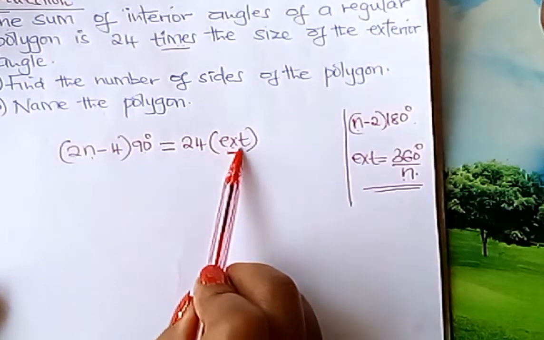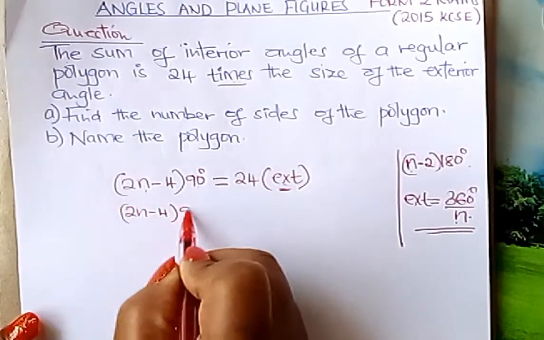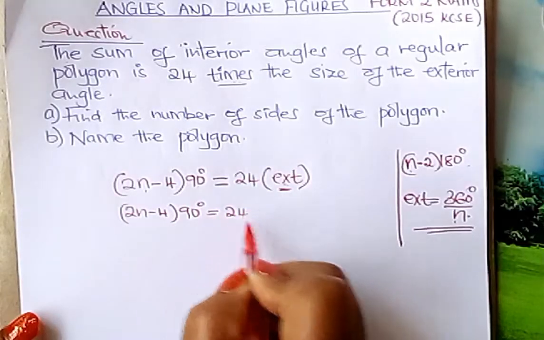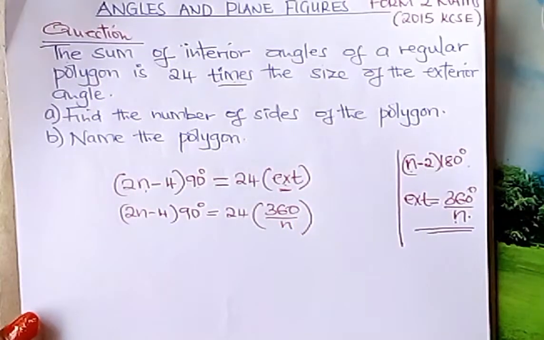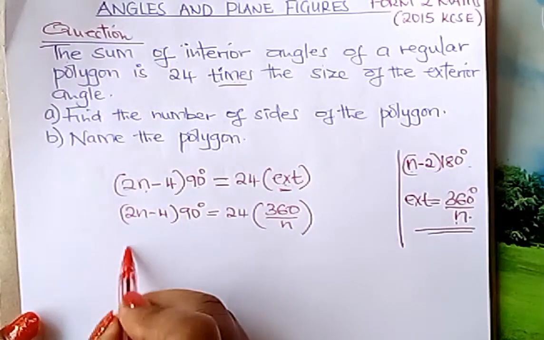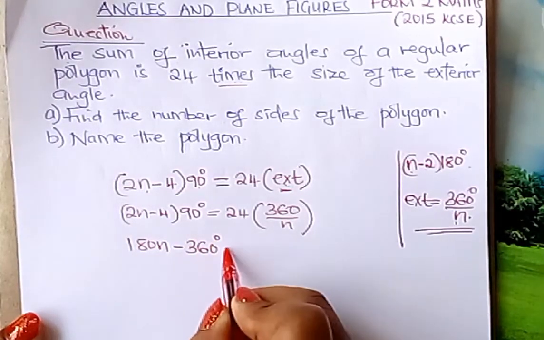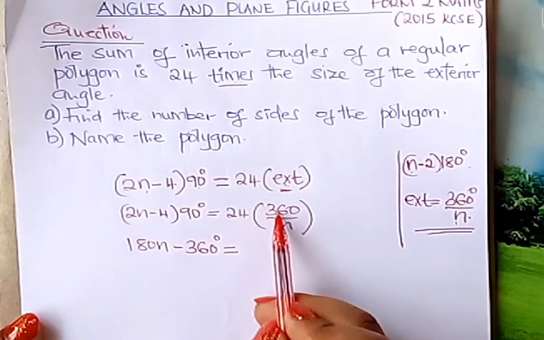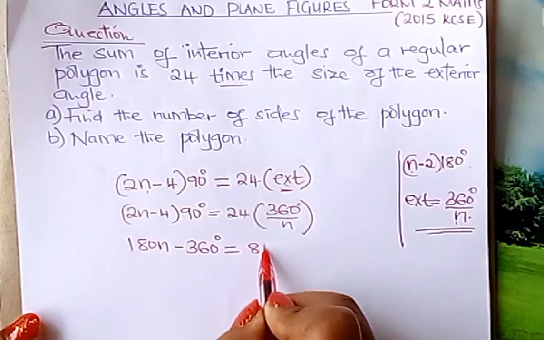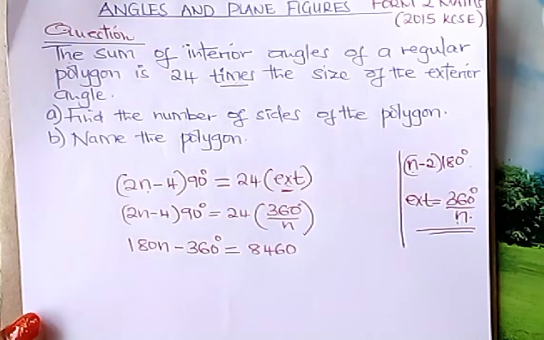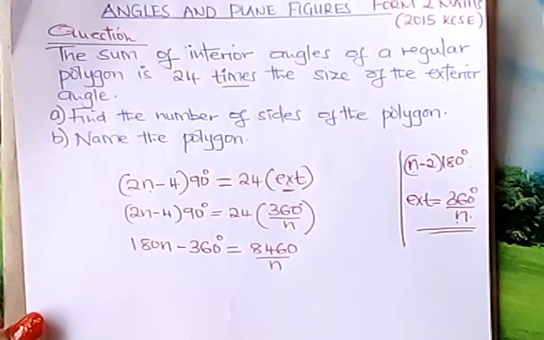So you substitute it here. We have (2n - 4) multiplied by 90 equals 24 times 360 over n. Remove the bracket, and you get 180n - 360 equals what? Multiply 24 times 360, learner, and you should get 8,640, divided by n.